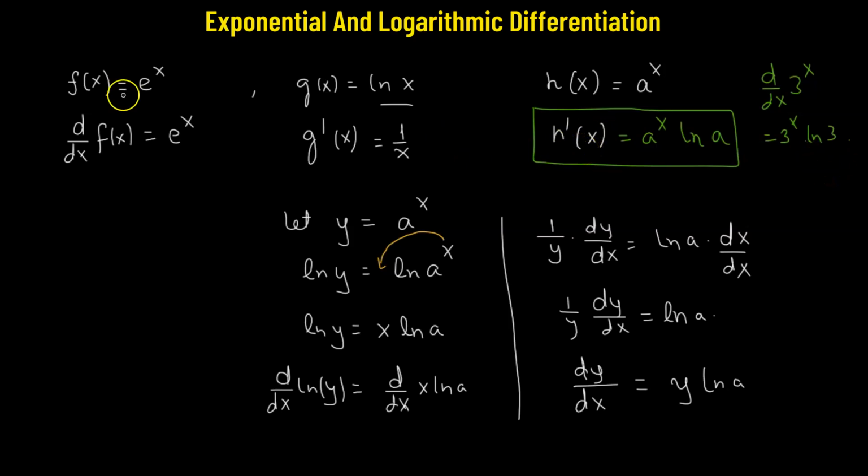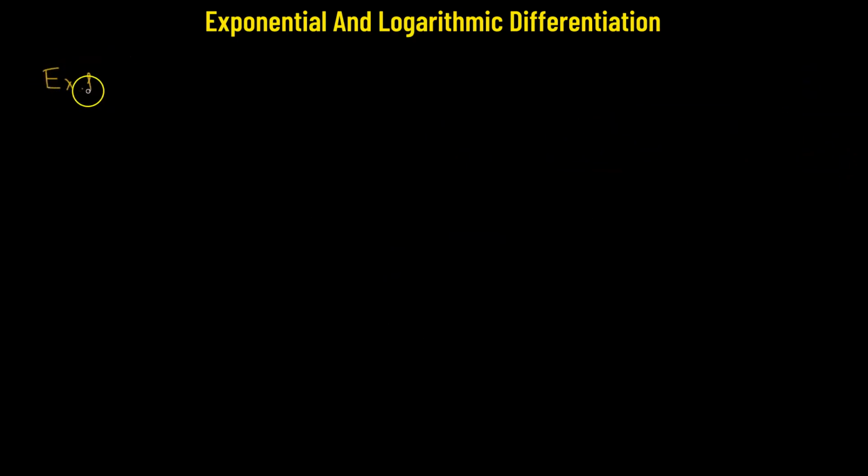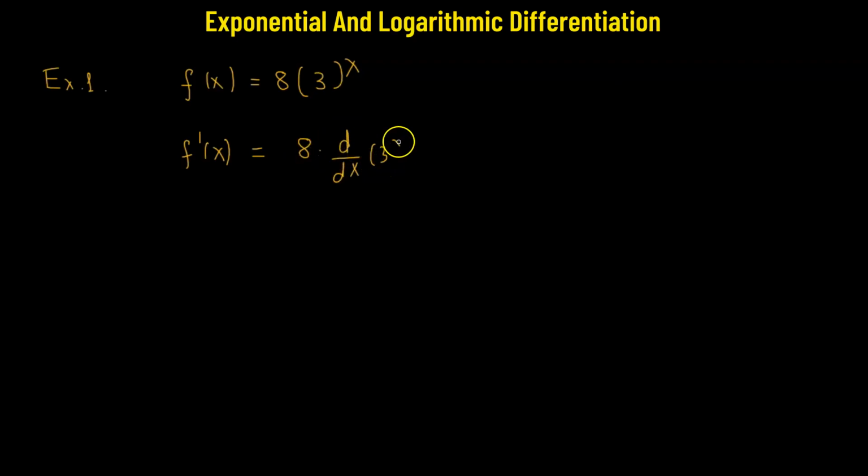So let's try out a few problems. Let's say we have the function given by f of x equals 8 times 3 raised to the power of x. So what will be the derivative of f of x? So f prime of x, which is the derivative of f of x with respect to x. So this is 8 times, 8 is a constant, the derivative with respect to x of 3 raised to the power of x. So this is 8 times 3 raised to the power of x times natural log of 3. Or we can write this as 8 times natural log of 3 multiplied by 3 raised to the power of x. So this is the derivative of the given function.